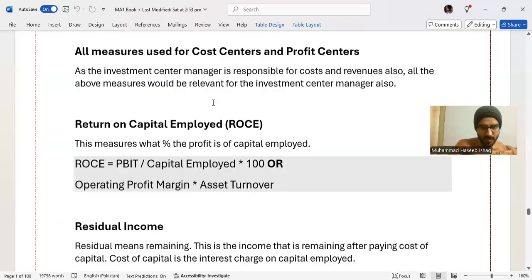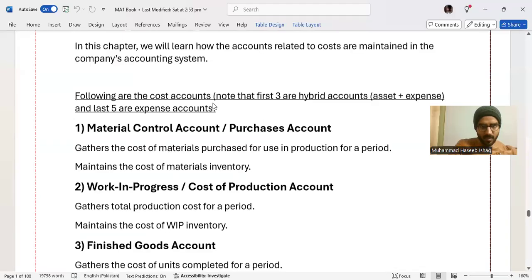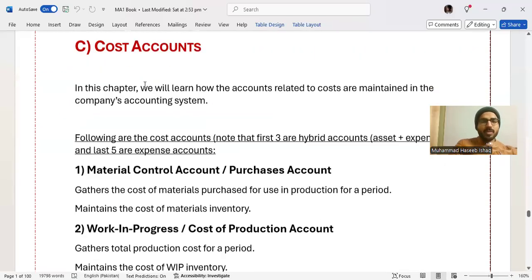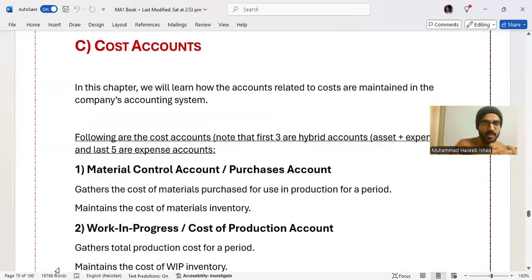It is in my notes, in my book, located on page 79. But I will be making changes to my book, so you might not find it on page 79. You can just search for cost accounts and you will find it.